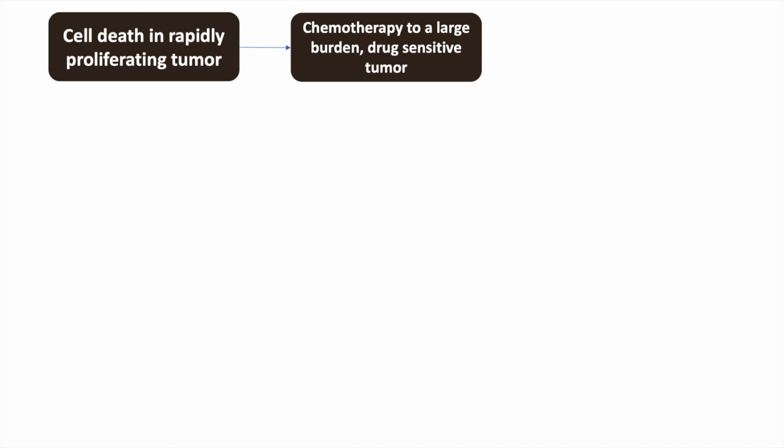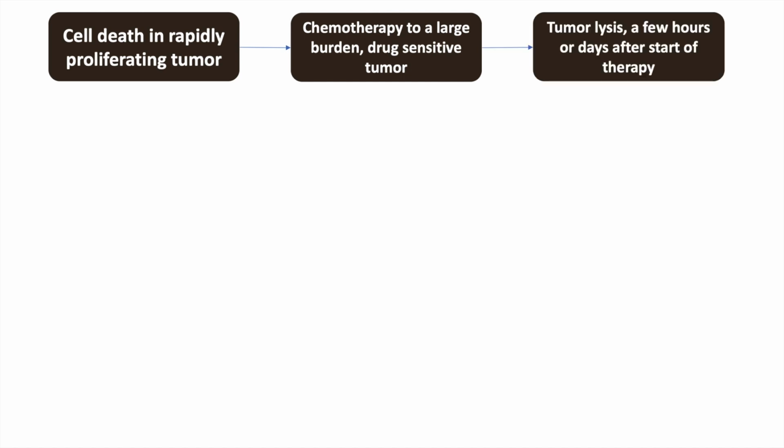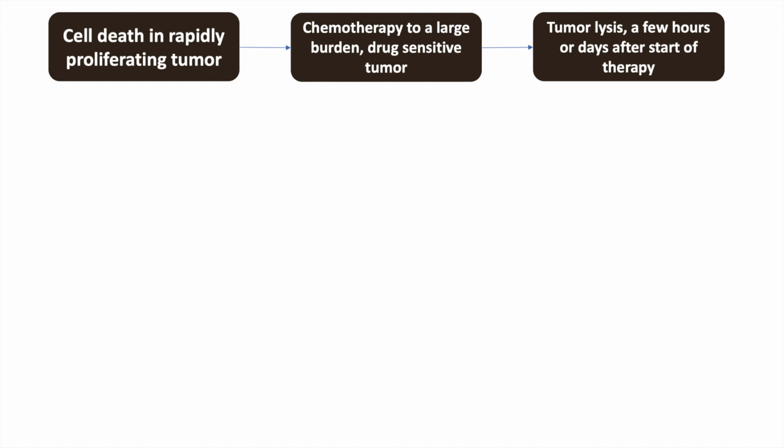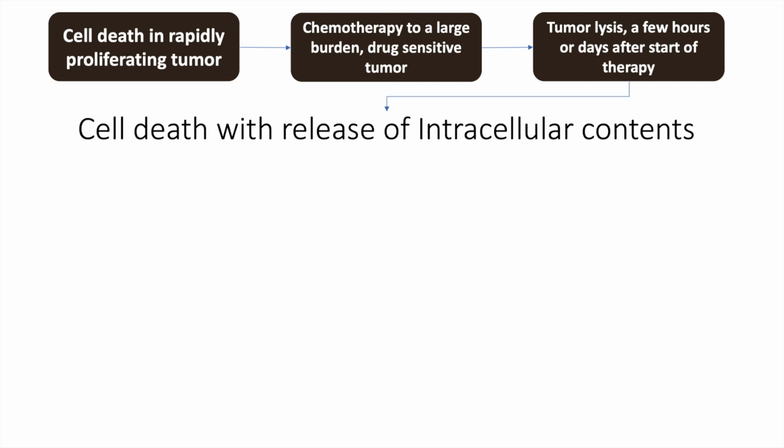Therefore, the steps in formation of tumor lysis syndrome include cell death in a rapidly proliferating tumor. The patient may have received chemotherapy. This results in tumor lysis a few hours or days after the start of therapy. We must note that tumor lysis may also occur spontaneously in the absence of chemotherapy. Tumor lysis causes cell death with release of intracellular contents.